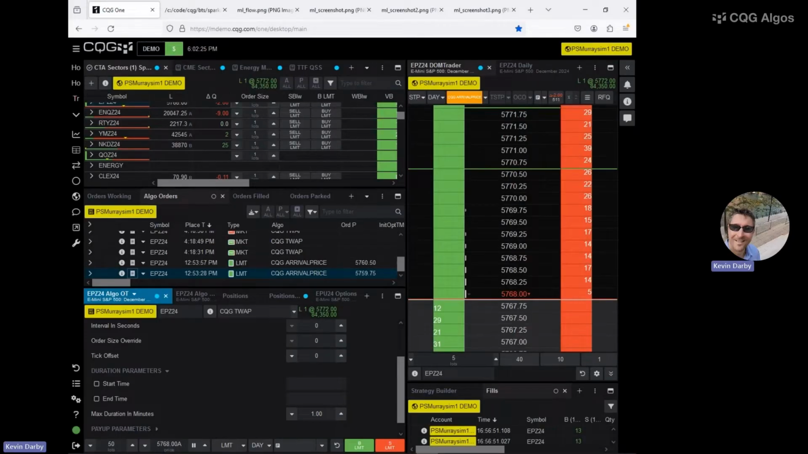Hi, today I'd like to talk about CQG Algos. We will examine current functionality as well as look at what's coming soon. First, let's talk about TWAP.